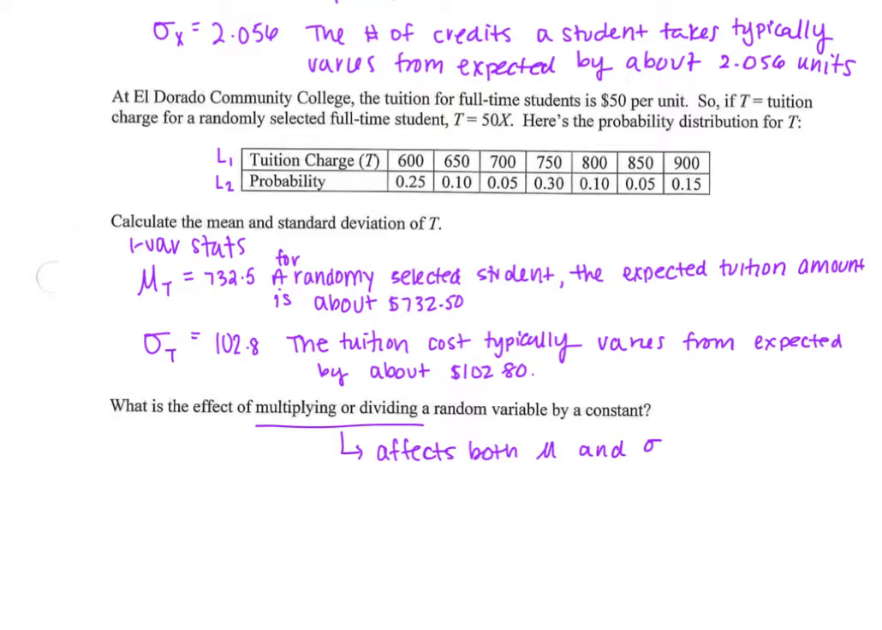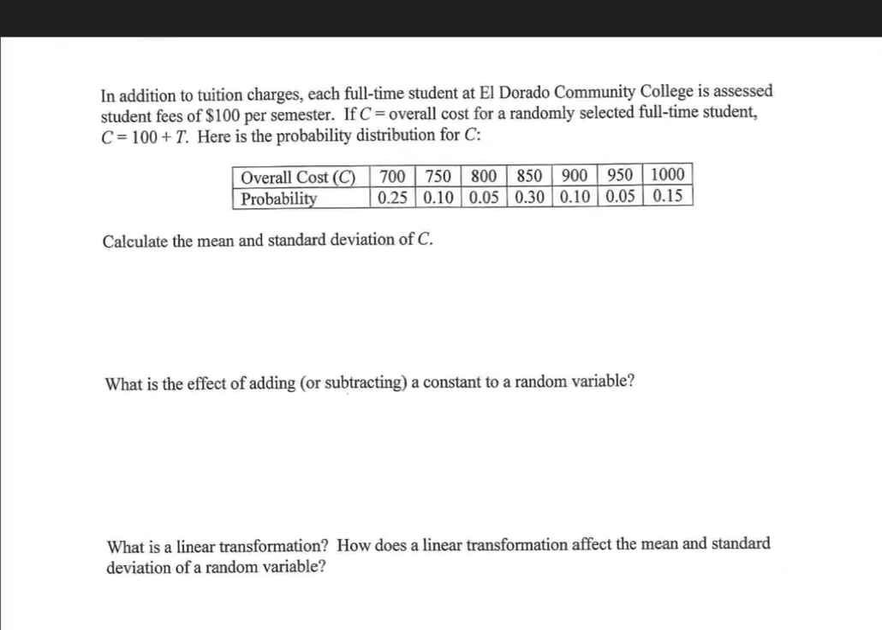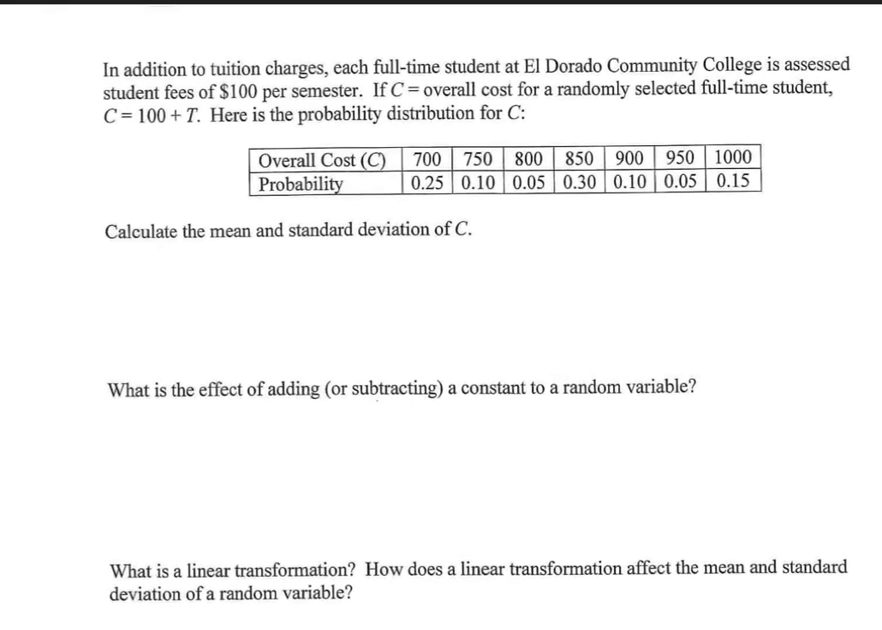So now let's investigate what the effect of adding and subtracting has on the mean and the standard deviation. So in addition to their tuition charge of $50 per credit, they're also charged $100 per semester. And so we'll multiply by 50 like we did before, and then we add 100. So now we've got the overall cost is $100 plus the tuition that we got in the previous section.